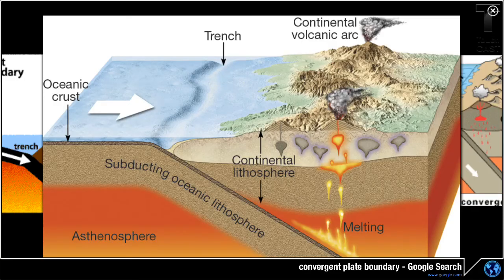Here's an example of the oceanic crust to the continental crust. So we end up having the subduction of the more dense oceanic crust back down into the mantle. And when it does that, it forces the magma upward and creates the continental or the coastal volcanic mountain ranges.